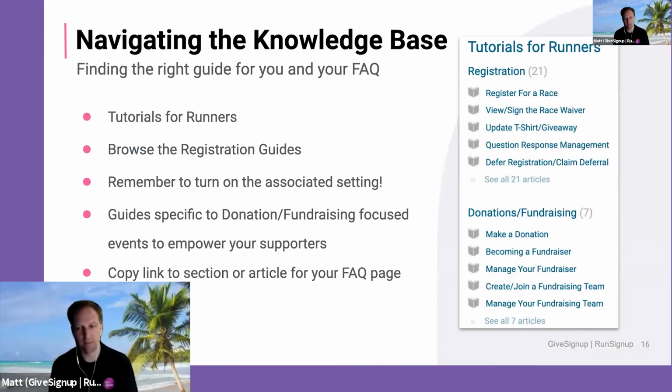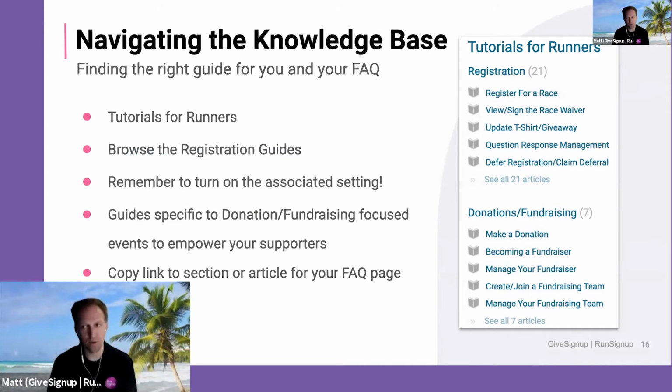So we'll dive into navigating the help portal, and this is how you can find the guides that you need for your race so you don't have to reinvent the wheel if you don't need to. Again, we talked about the tutorials for runners. This is pretty much where the bulk of the FAQs are going to be. Browse through the registration guides because there's a couple different pages on there, since there's a lot of different things that the runners can do, and we've completely segmented them into small bite-sized bits. So you can update your shirt size, update an add-on. It's kind of the same thing, but they're technically different, so we've split those up into different guides.